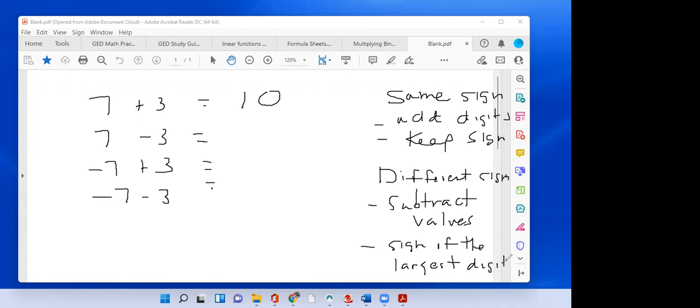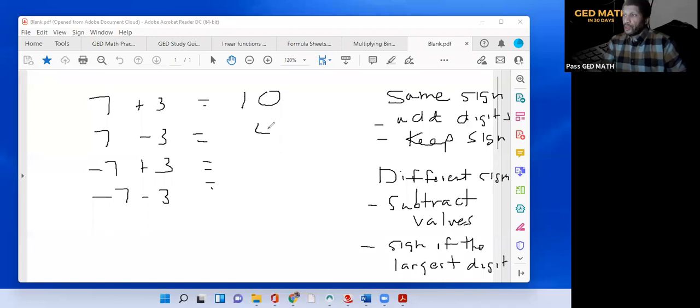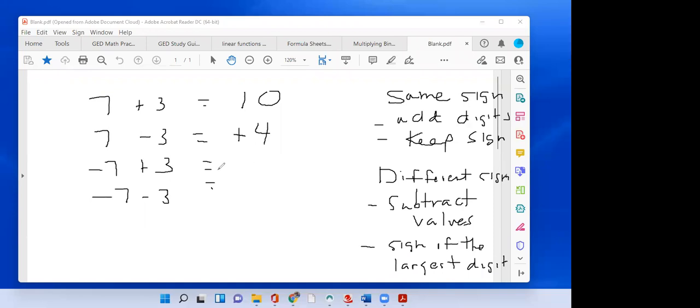Oh, so it's just four? So 7 minus 3 is 4. And then 7 is your largest digit, and that's positive. So your answer is +4. And that's okay? That's with addition and subtraction?